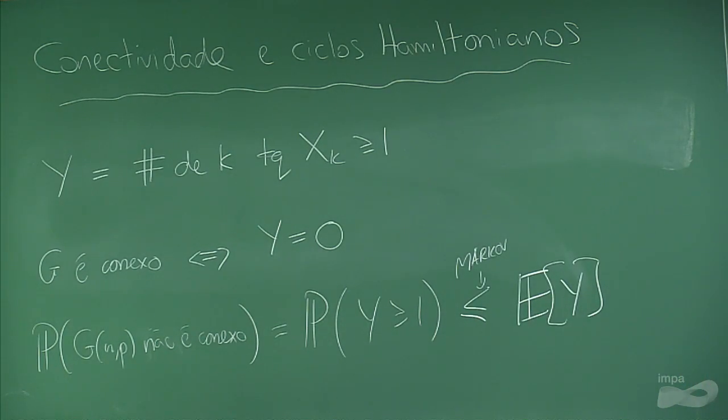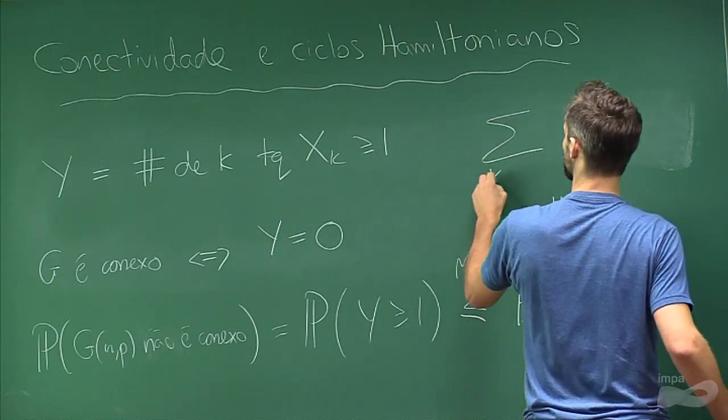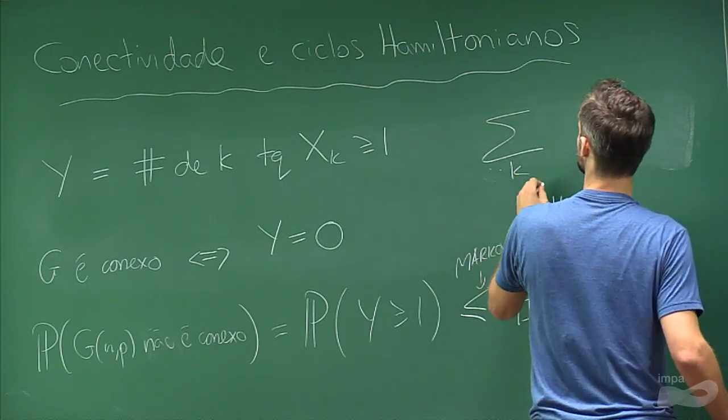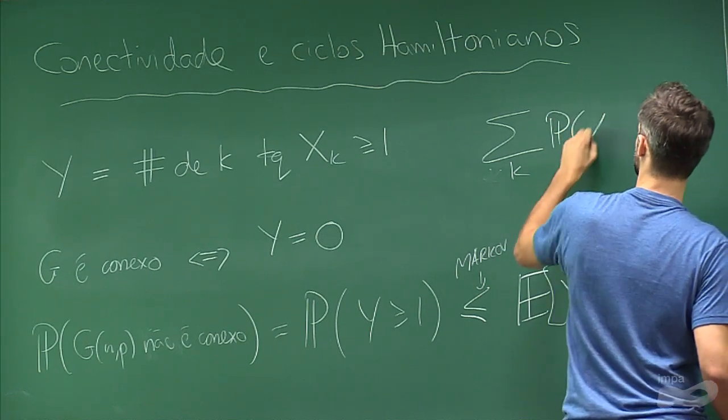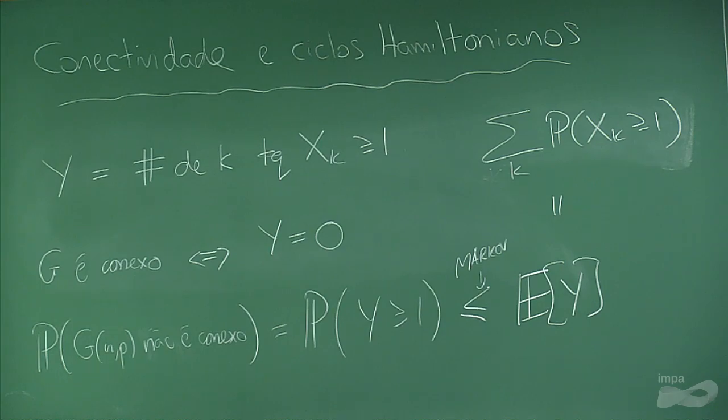But what's the expectation of Y? By linearity, that's equal to the sum over k of the probability that xk is at least 1, which is this. In this case, it's really just the union bound, but the union bound in this case really is just Markov. So I also did the same thing implicitly the last class. This is what I meant.